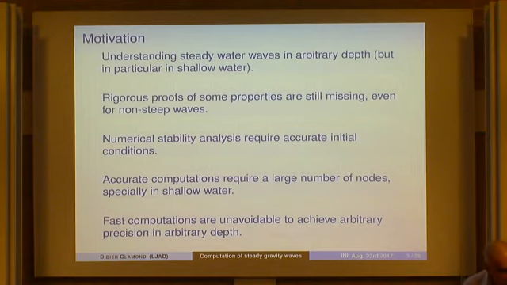The problem with accurate computation is that it requires a large number of computational nodes, or Fourier modes if you use Fourier decomposition, especially in shallow water. Why? Because waves have different crests and troughs: sharp and narrow crests and quite flat and long troughs. In terms of Fourier decomposition, it means that you need a large number of Fourier modes to capture this profile well. Since you need a large number of computational points, you need a faster algorithm to compute the solution. If not, you will pay a heavy price.